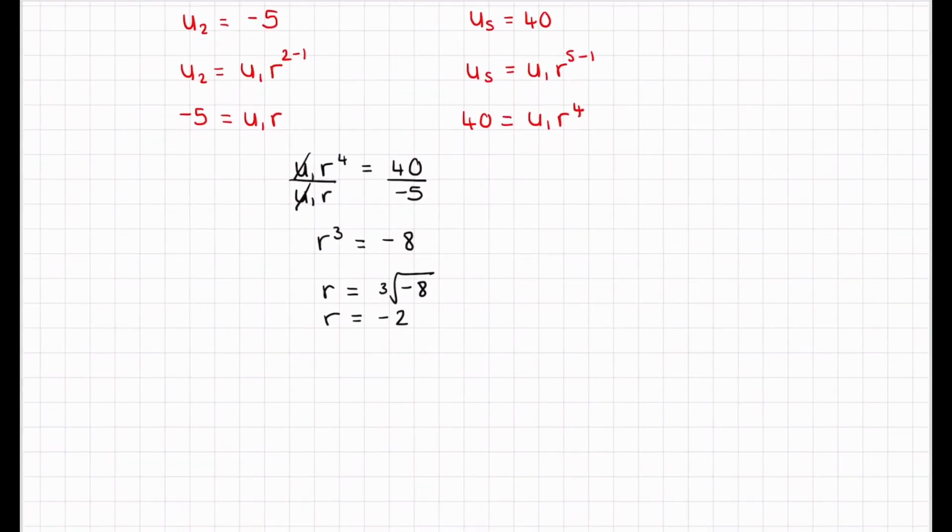I'm going to use the u2 term, so negative 5 equals u1 times r. So negative 5 equals u1 times negative 2, because that's our r. Divide by negative 2, and we'll get 5 on 2 equals u1. And then we can put that in to find our formula. So un would equal u1, 5 on 2, multiplied by r to the power of n minus 1.